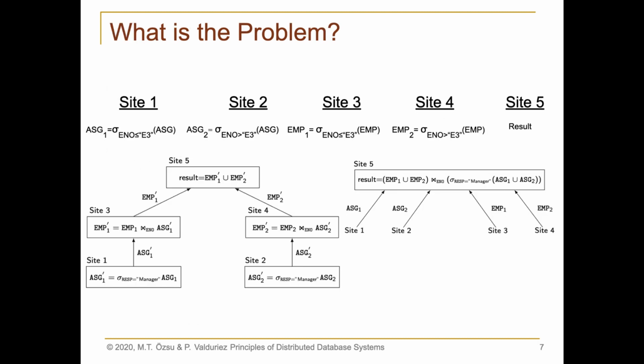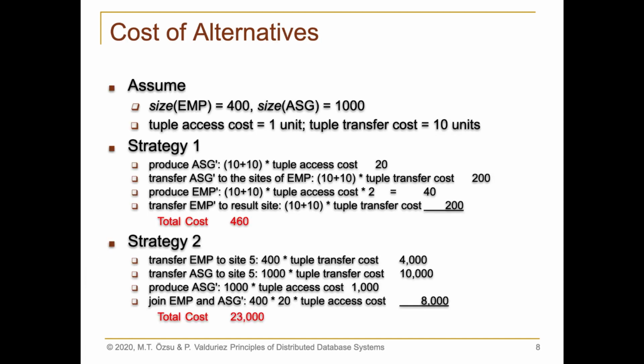And after this, strategy 1 transfers the intermediate results employee 1 prime and employee 2 prime to the point of use, which is site 5. So the tuple transfer cost is 10, but the current size of employee 1 prime and employee 2 prime is 10 for each. So the tuple size of both of these sub-relations, employee 1 prime and employee 2 prime, is 20.